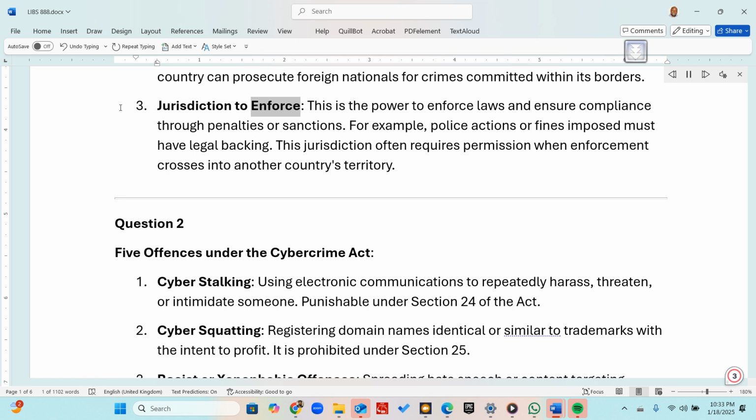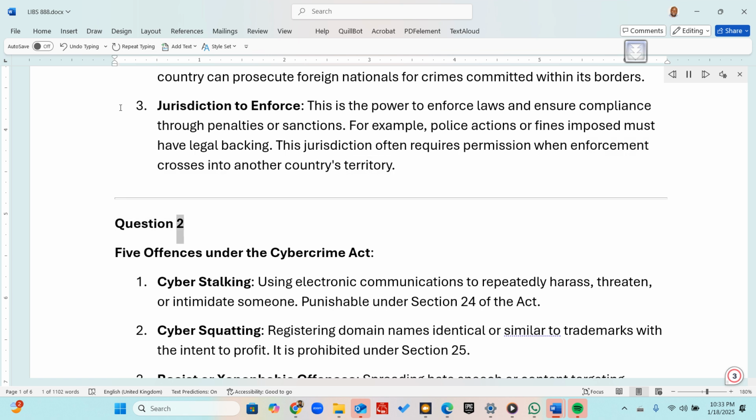Jurisdiction to enforce. This is the power to enforce laws and ensure compliance through penalties or sanctions. For example, police actions or fines imposed must have legal backing. This jurisdiction often requires permission when enforcement crosses into another country's territory.